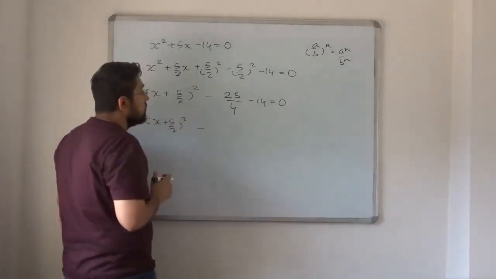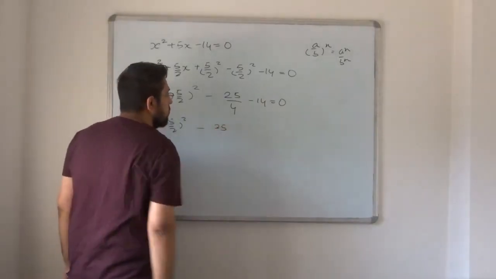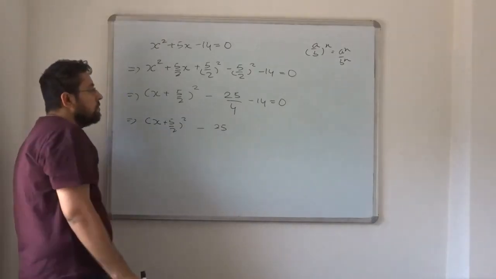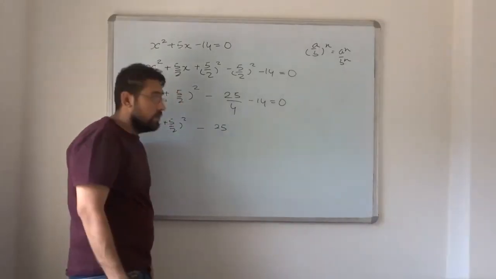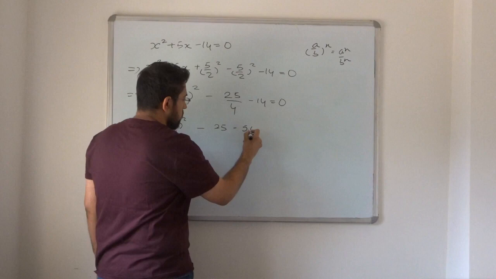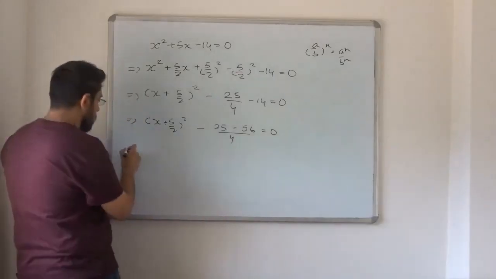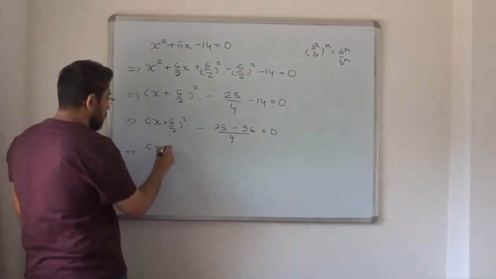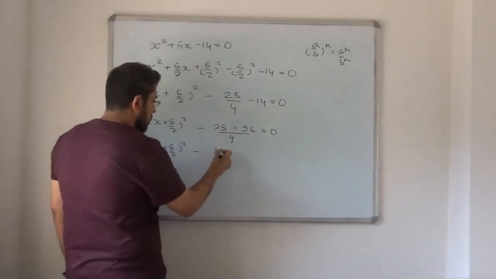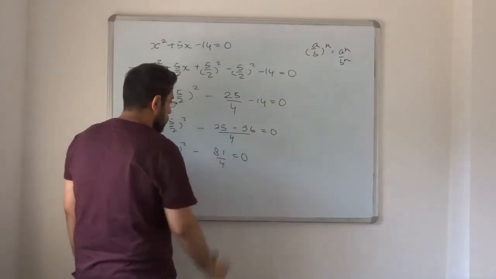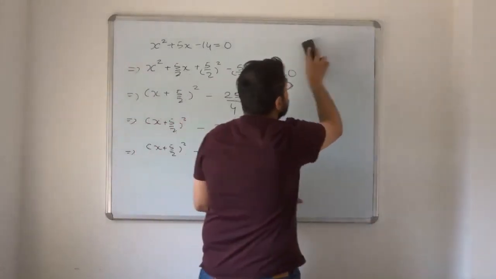So now obviously guys, the LCM is 4. 4 divided by 4 is 1, so you get 25. And then 4 divided by 1 is 4. So 14 into 4 is how much? 14 into 4 is 56. Divided by 4 equals 0. So now you get x plus 5 upon 2 squared minus 81 upon 4 equals 0. So this is where we have arrived.